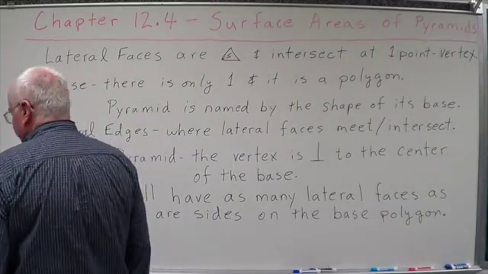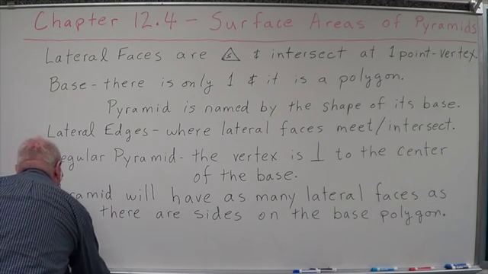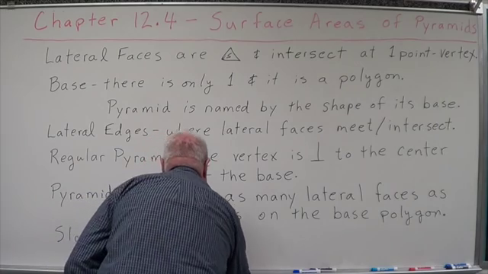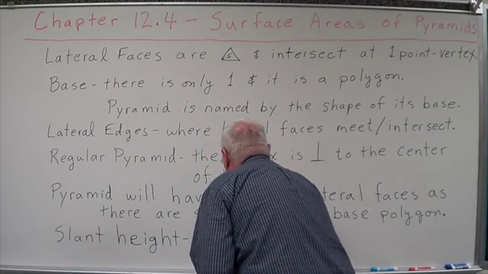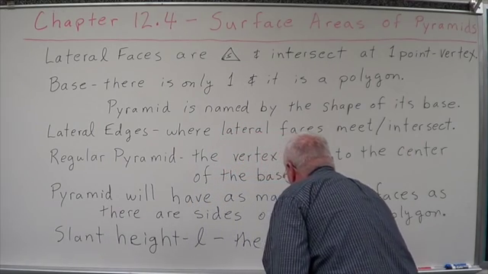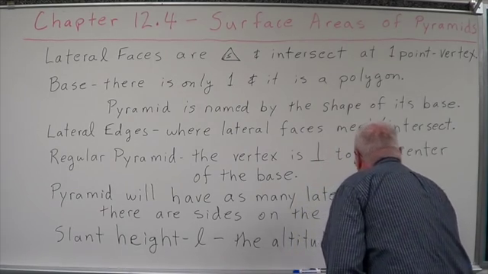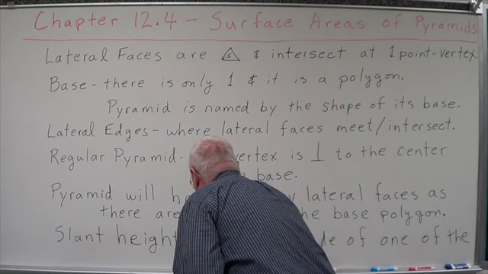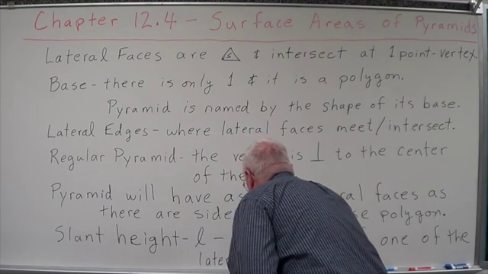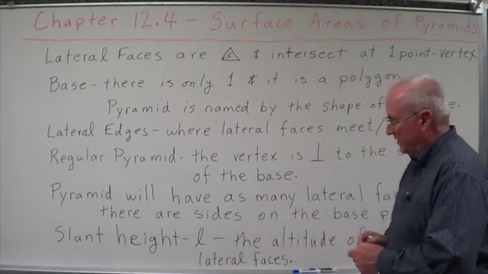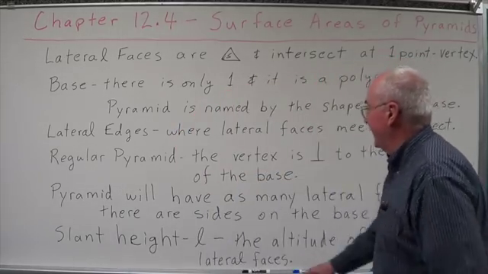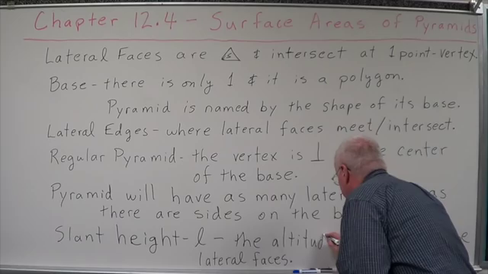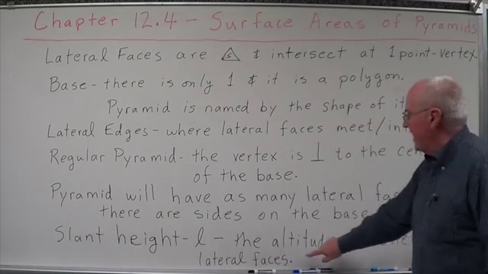Now, one more thing we need to know is called slant height. Slant height, or L, is the altitude of one of the lateral faces. One of the things we're going to have to know is the slant height. Slant height, or called L, is the altitude of one of the lateral faces.